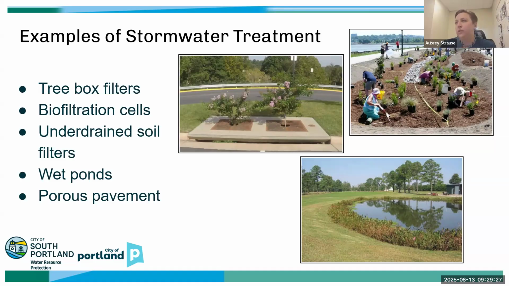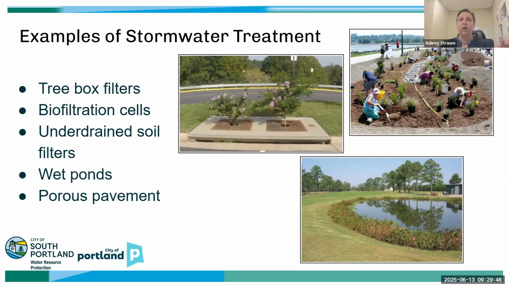Another thing I'll mention is you may look at this list and say porous pavement, well, that doesn't sound very green. Well, the reason porous pavement is something we're probably going to be talking about much more is that it is one of the only stormwater treatment technologies that mimics natural hydrology.